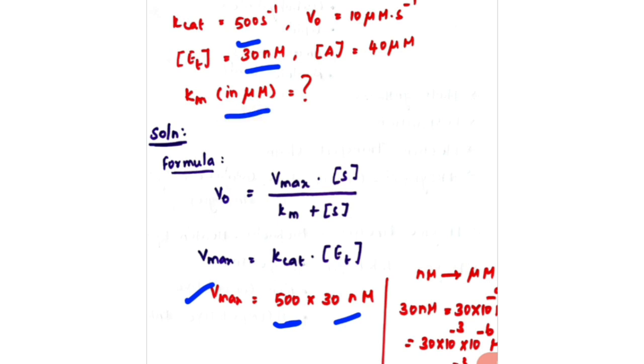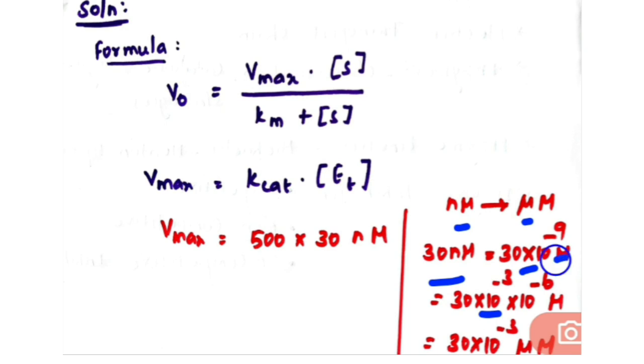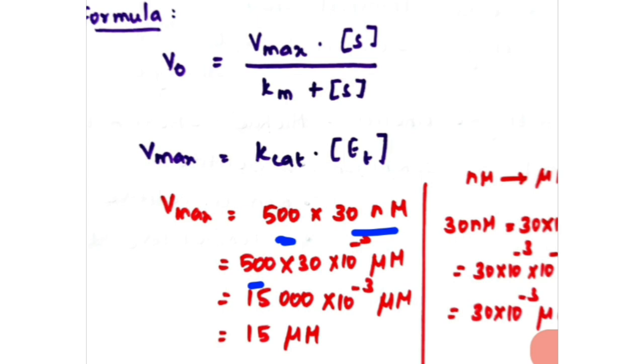So you have to convert 30 nanomolar into micromolar. 30 nanomolar is nothing but 30 × 10^-9 molar. You can write this as 30 × 10^-3 × 10^-6. We know that 10^-6 molar is equal to micromolar. So 30 × 10^-3 micromolar. So Vmax is equal to 500 × 30 × 10^-3 micromolar. 500 × 30 is 15,000 × 10^-3 micromolar. So these three zeros will cancel out. So Vmax is equal to 15 micromolar.